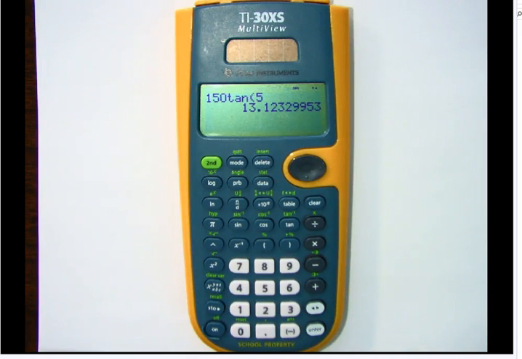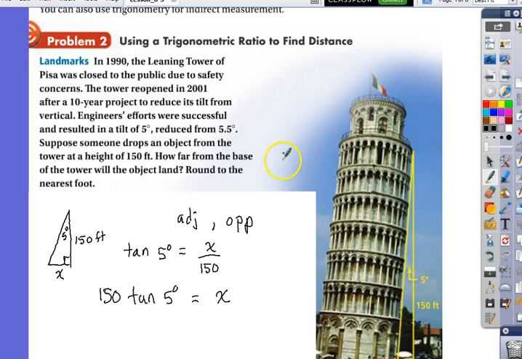And that's 13.123. So when I go back to my problem, it says round to the nearest foot, so this was 13.1 something. Rounded to the nearest foot, it was 13 feet. And so that's your solution. If I was 150 feet up on a 5 degree angle and I dropped a ball, I'd be 13 feet away from the base, or approximately.